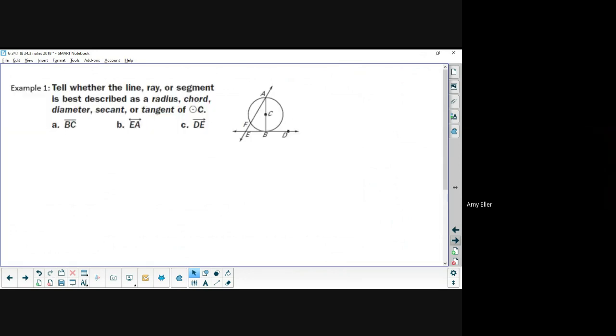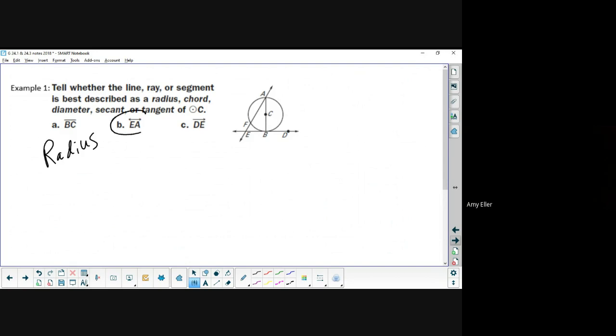Tell whether the line, ray, or segment is best described as a radius, chord, diameter, secant, or tangent. So let's look at BC. Notice it stops at B and it stops at C. Otherwise, it would have said this. It says this. So I need to go to B and then to C. What is that called? That's called a radius because it's at the center and the other end is on the circle.